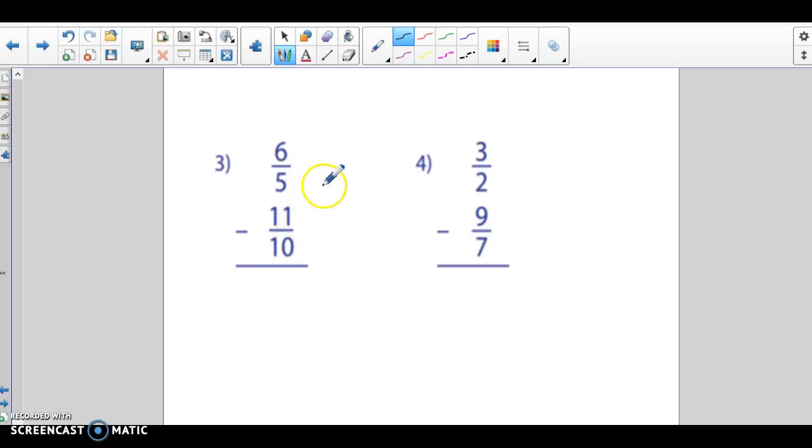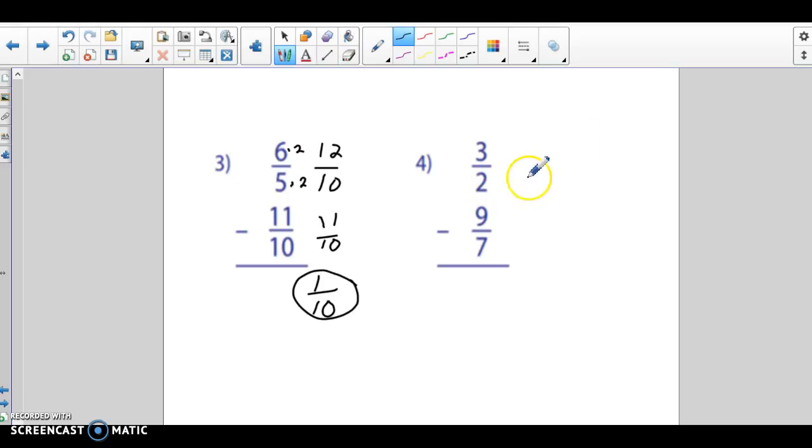5ths and 10ths. So what common denominator do they share? 10. Okay. This one stays the same. So we increase 5ths. Scale it up. So we have 12/10, take away 11/10, which is 1/10. Now are you feeling a little more confident? Yes. All right. Stand and sit if you got it right. All right. I'm feeling better.